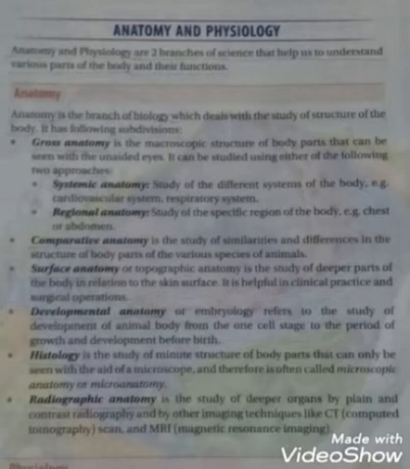Unaided eye. Macroscopic means which can be seen easily by the naked eye, and that is called gross anatomy. In gross anatomy, it can be studied using either of the following two approaches. What are the two approaches? Systematic anatomy and regional anatomy.